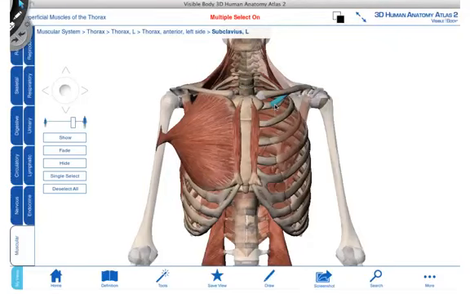At the beginning of this video clip, I demonstrate some of the movements produced by the scapulothoracic joint and the glenohumeral joint. It's a great idea to go back and watch these animations again and see these muscles in action.